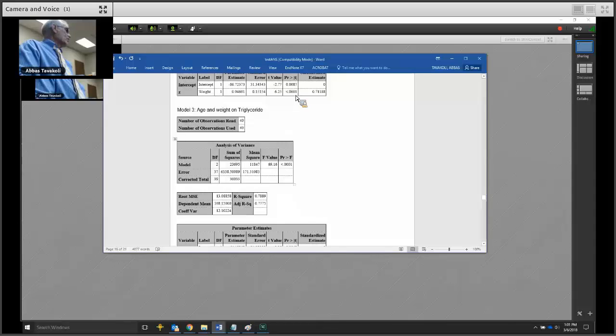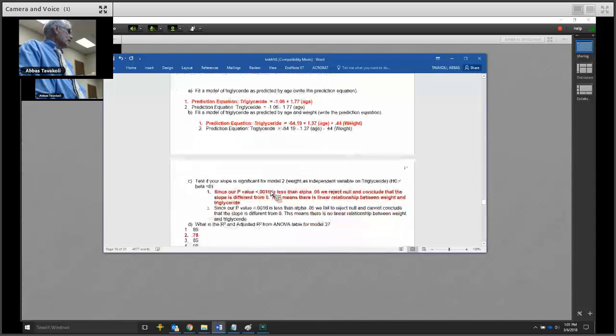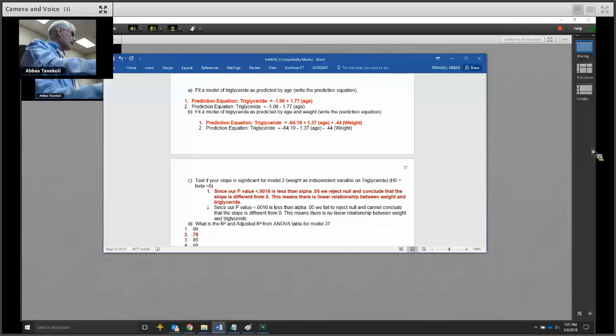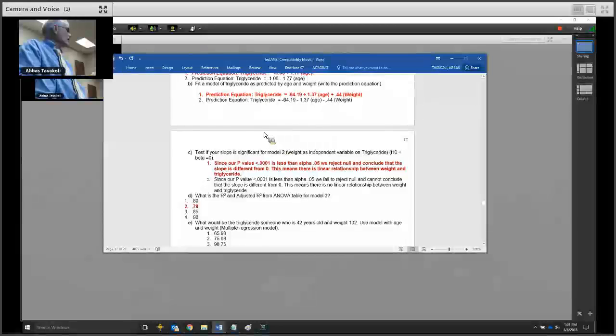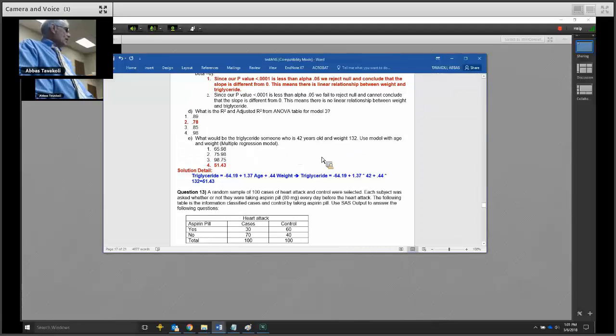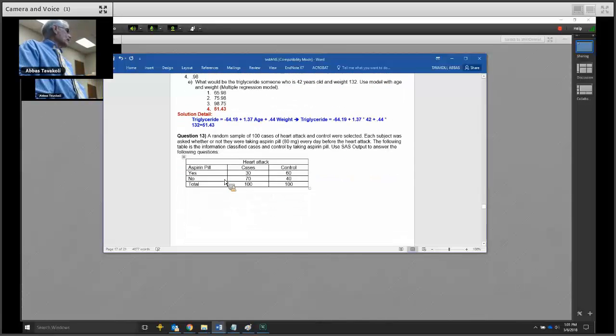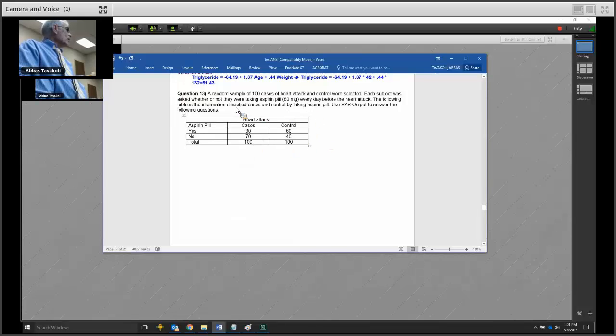So here, again, 0.0001 for simple, the model 2 I was looking at. So either in the full model or in the simple regression model, weight is significant. Now, R square, adjusted R square for model 3 is 0.78. And then I ask you to predict: you put in the model 42 years old and 132, and you come up with 51.43.